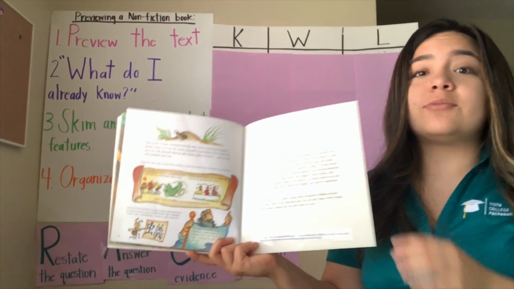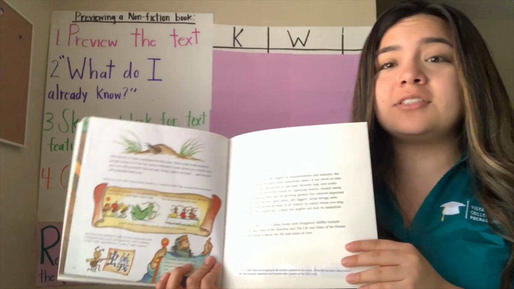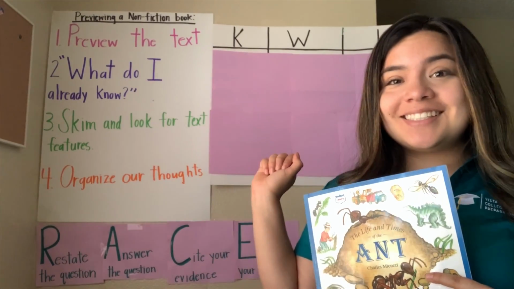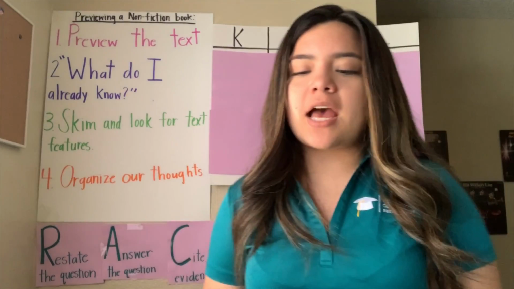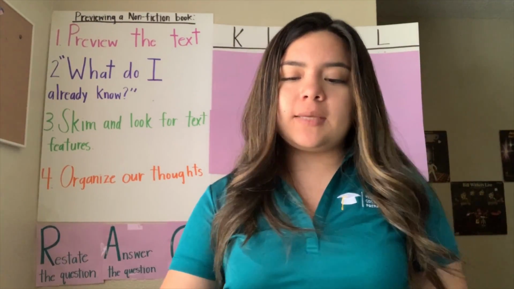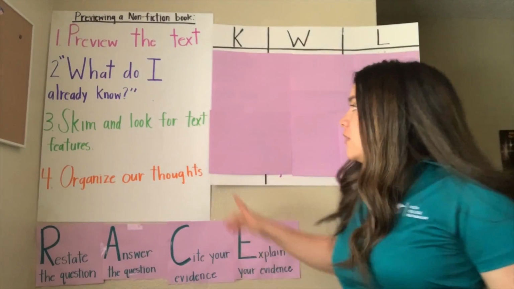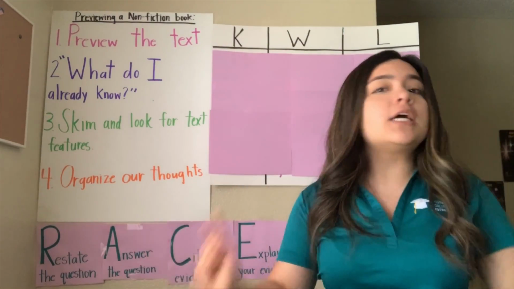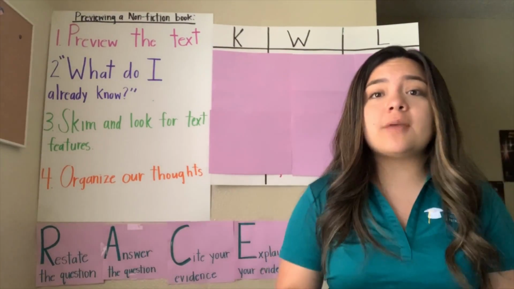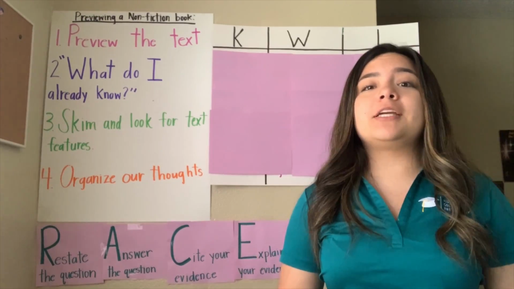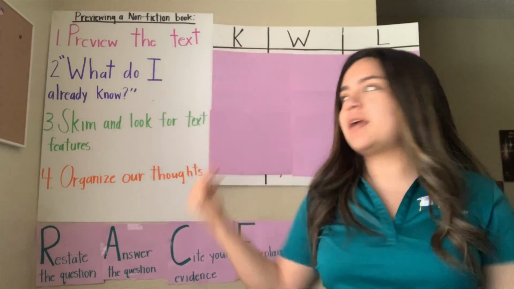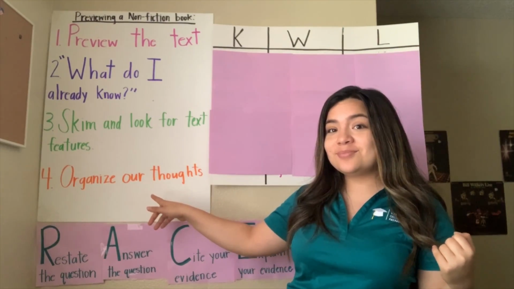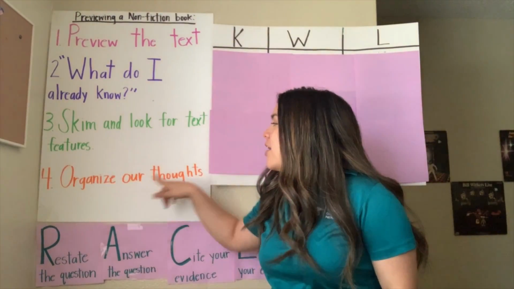Wow, scholars. So right now, we've just browsed through our story. Now that we just finished browsing and skimming through our story and looking for those text features, we noticed so many text features, so many labels, so many diagrams, so many headings. Oh my goodness, my mind is blown right now. Right now, our last step is to, that's right, organize our thoughts.